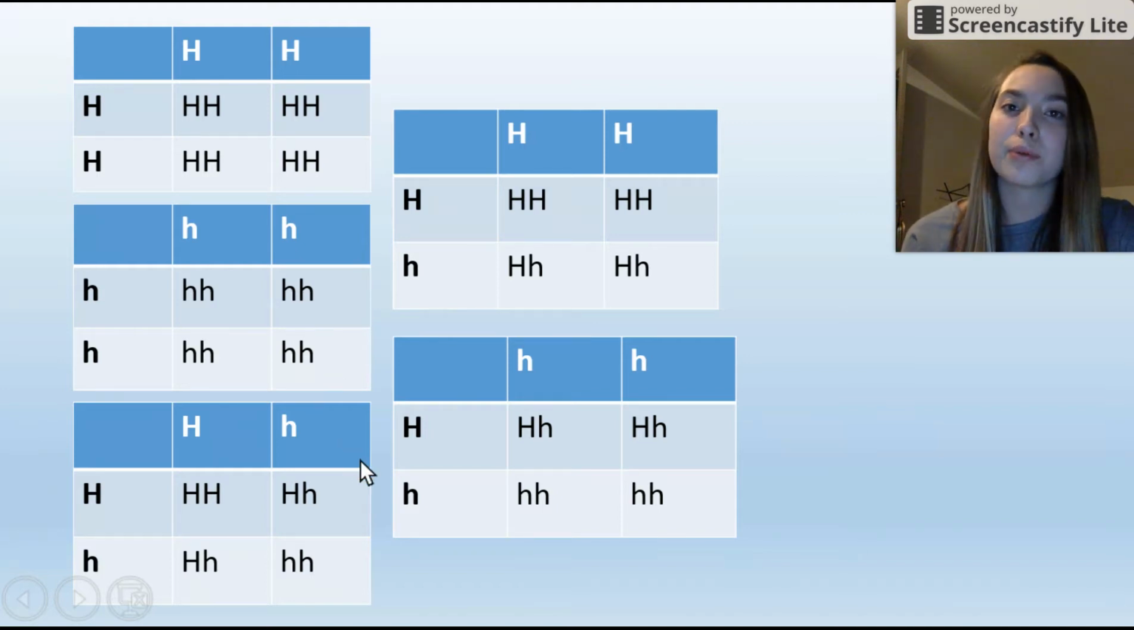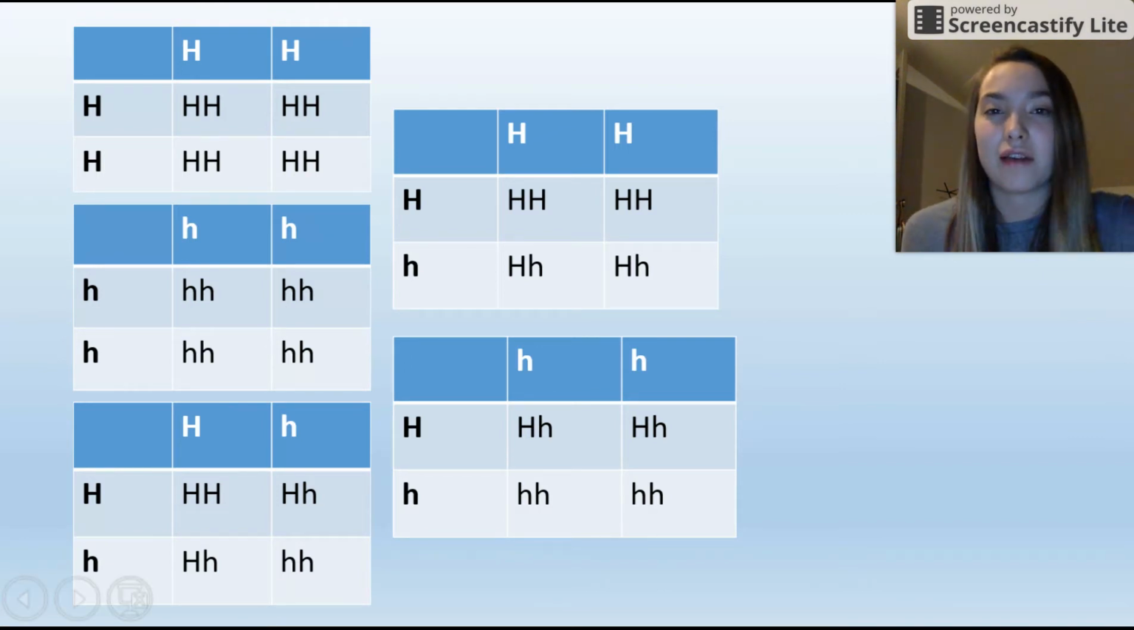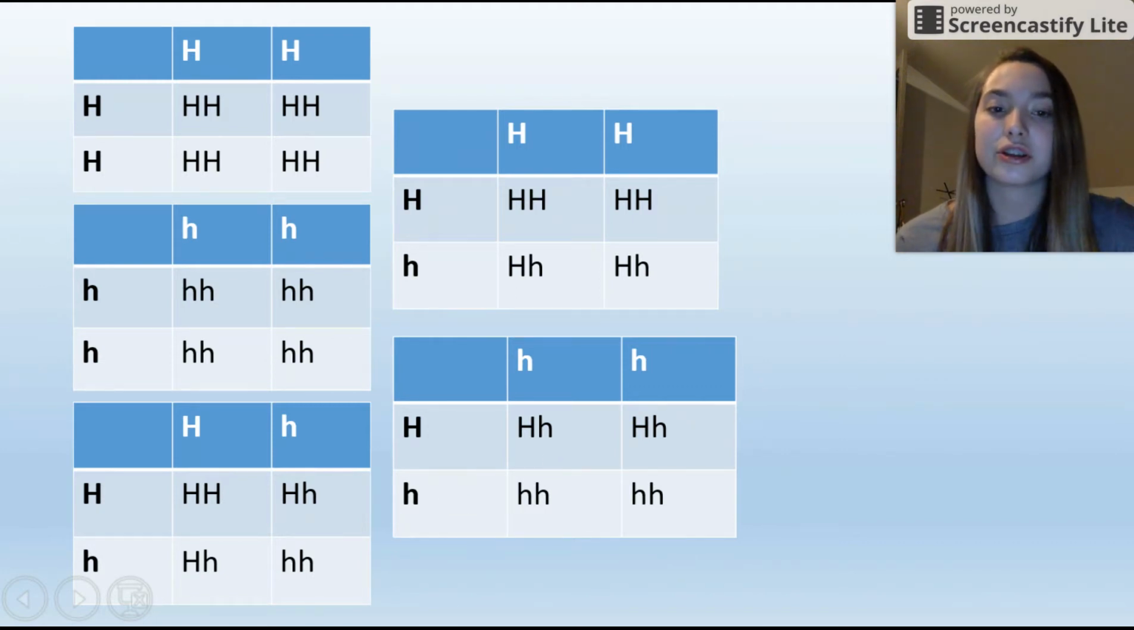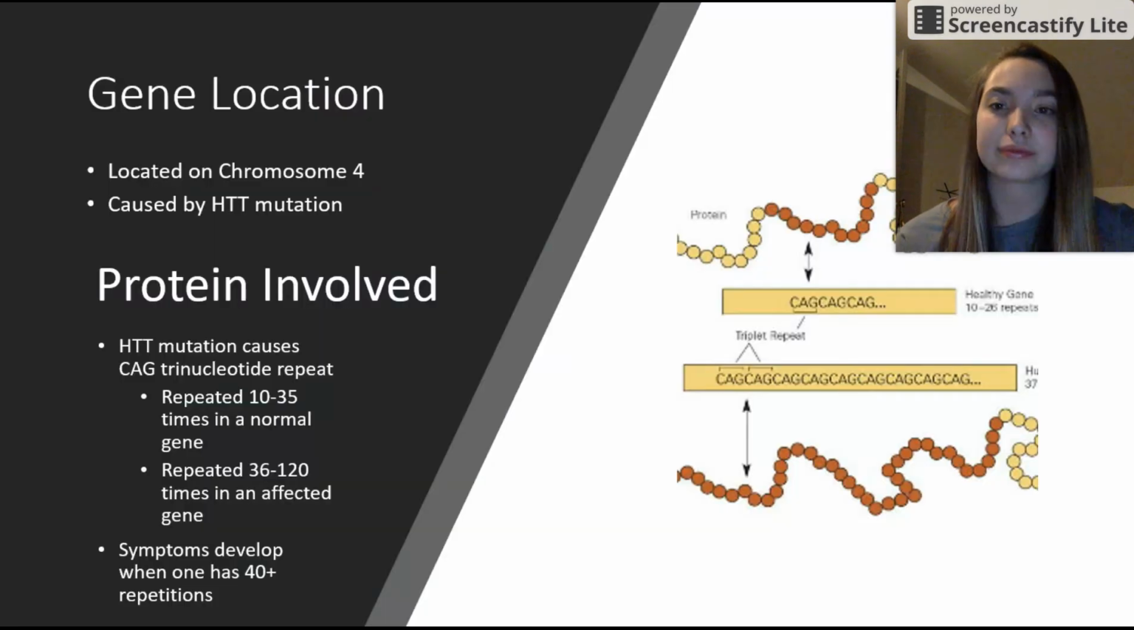In the third one, both parents are heterozygous for having Huntington's disease, and there is a 75% chance their child will have it and a 25% chance that they won't. In the fourth one, one parent is homozygous for having it and another is heterozygous, also having it, so there is still a 100% chance that their child will have Huntington's disease. In the fifth and final one, one parent is homozygous for not having Huntington's disease, and another one is heterozygous. In this one, it is a 50-50 chance of whether or not their child will have Huntington's disease.